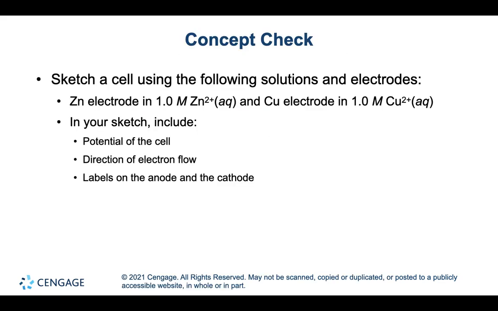Okay, trying another example. Let's try one with a zinc electrode with zinc ion and a copper electrode with copper ion. So in this case, I need to decide which one's going to be the cathode, which one's going to be the anode, what the voltage is going to be, and the direction of electron flow.